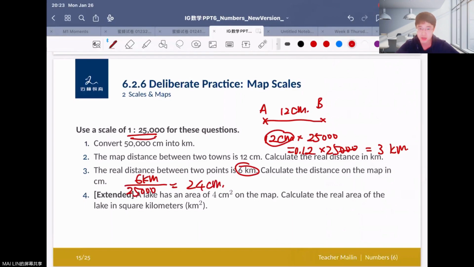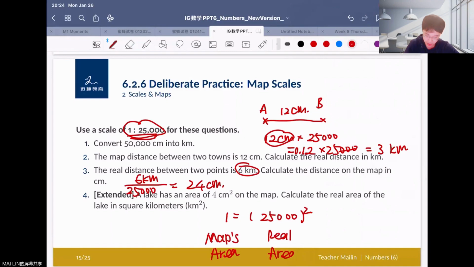And the next question is that a lake has an area of 4 centimeters squared on the map, and we want the real area of the lake in square kilometers, right? So we know that the area is 4 centimeters squared, and we said that if the length has a scale of 1 versus 25,000, then the area must become the square ratio, right? So it becomes 1 versus 25,000 squared. That is for the map's area, and that is for the real area, right? Okay. So here that is 4 centimeters squared, right? So for the total real area, we can set it as 4 times 25,000 squared.